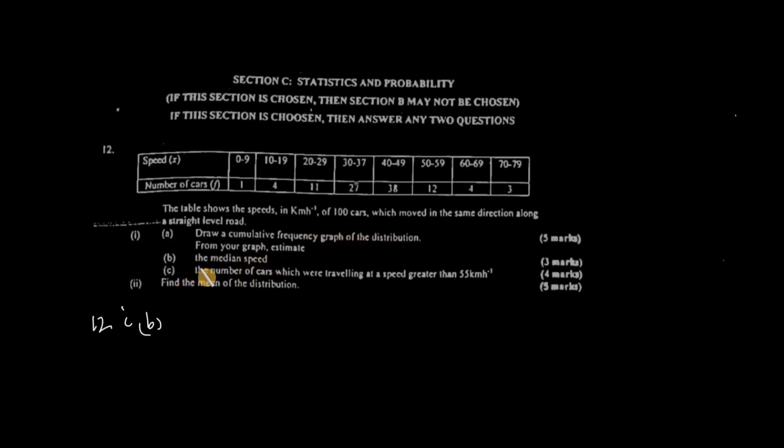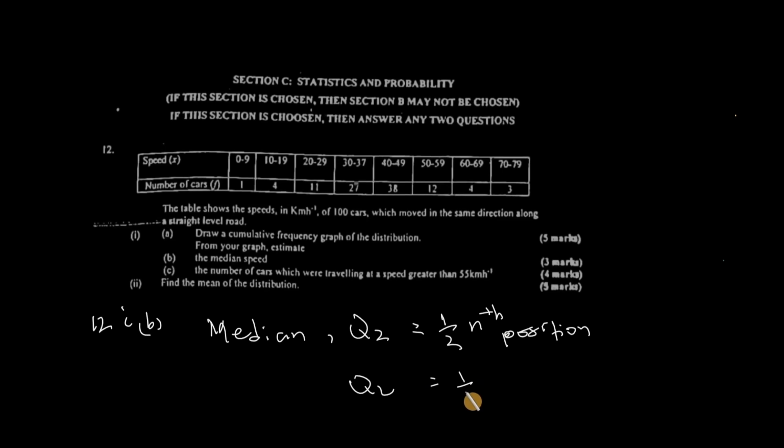From your graph, estimate B, the median speed. Median is always symbolized as Q2 and is equal to the half n position value. Sometimes the formula of the median is the half n plus 1 position. It is half n position when n is greater than or equal to 50, and half n plus 1 position when n is less than 50.